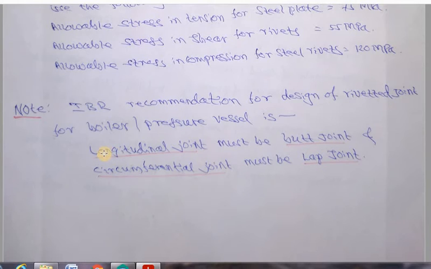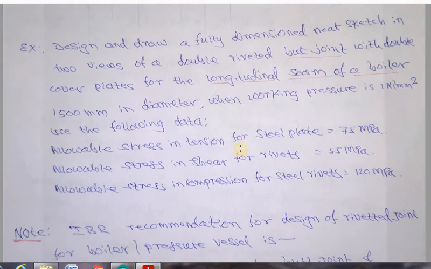So in particular, in case of the boiler, longitudinal joint, meaning the joint along the axis of the boiler, is to be always a butt joint. Along the circumferential direction, meaning around the diameter, the circumferential joint to increase the length of the boiler must be a lap joint. So these are the recommendations. I have to design as per this recommendation only. So keeping in mind the recommendation, I have the example here.